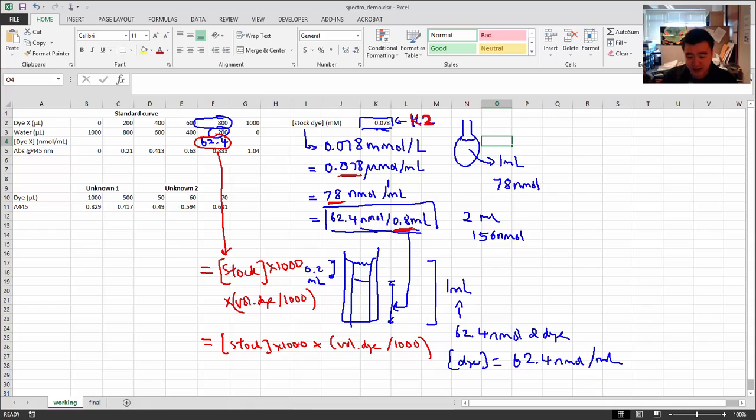Now, because we have times 1,000 over here and divided by 1,000 over here, let's just strike or cancel both of them off. And so technically what should go into that cell will be the concentration of the stock times the volume of the dye. So let's give that a go. The stock times the volume of the dye.